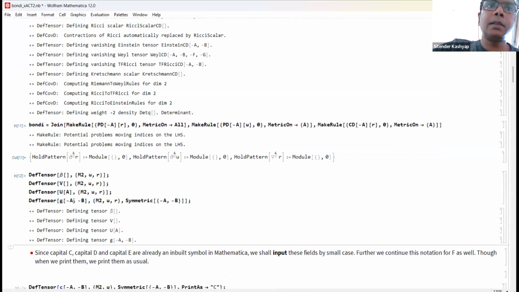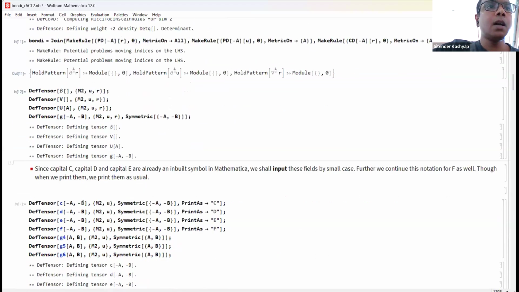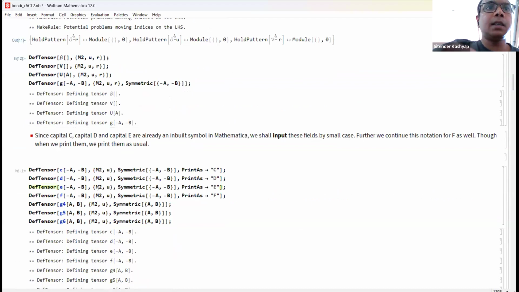And because we will expand it in powers of R, this is to be noted. And similarly, in Mathematica, capital C, capital D, and capital E are already built-in functions, so we cannot use them for the fields. So what we do is we essentially use small indices for them, but we can print them as capital as we want. So I define them.